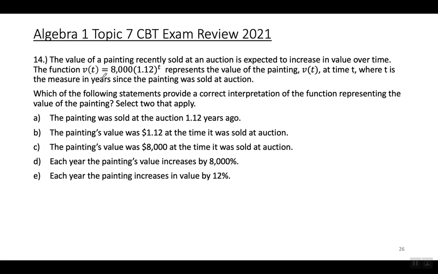The function v of t equals 8,000 times 1.12 to the t power represents the value of the painting v of t at time t, where t is the measure in years since the painting was sold at an auction. So basically, this function represents a painting that was sold at an auction that is increasing in value over time.